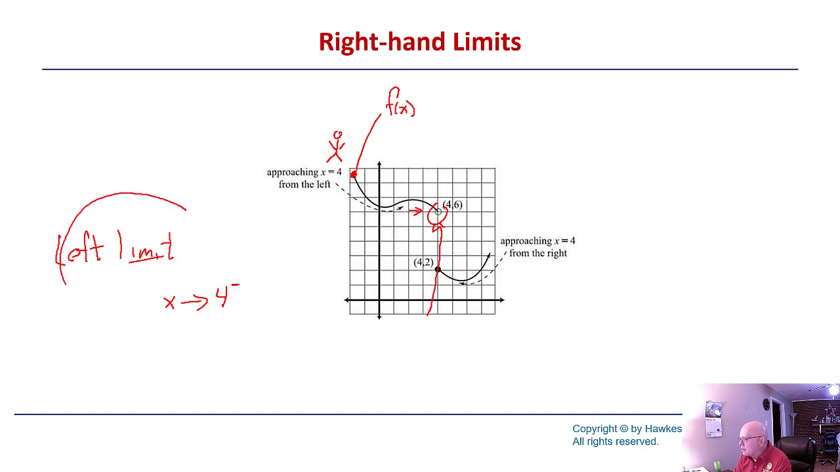That's the left limit. So the limit as x approaches 4 from the left of our function is, and notice that as I get close, it's a little bit bigger than 6. It gets closer and closer and closer to 6.